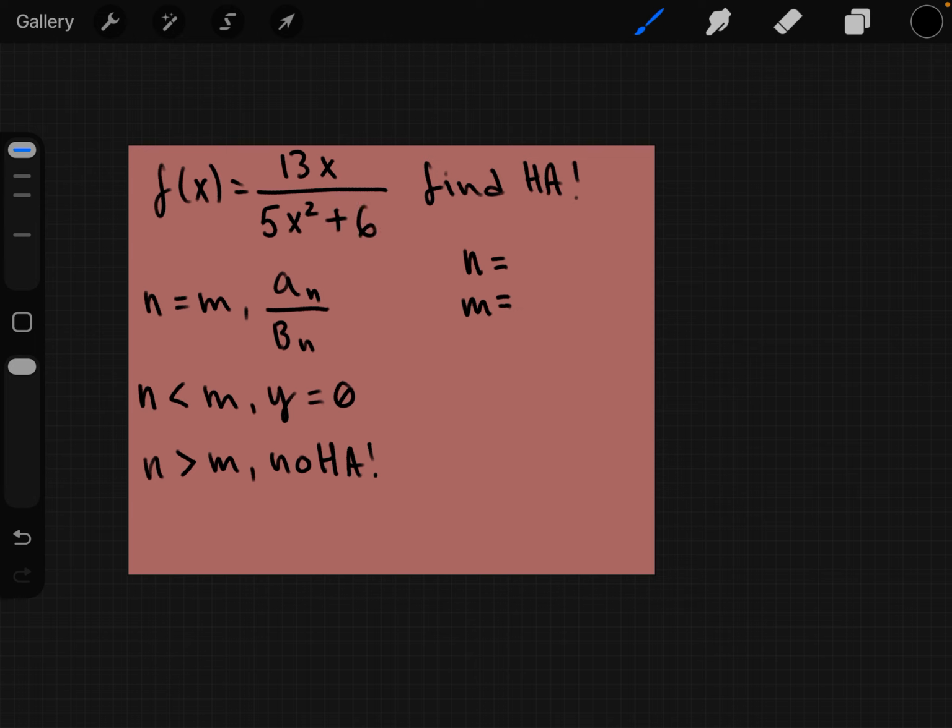Okay, on top we've got x, so that's an exponent of 1. On bottom we've got x squared, so that's 2. N is less than m. 1 is less than 2, and so y is equal to 0.